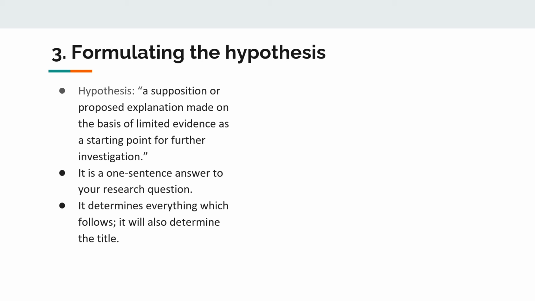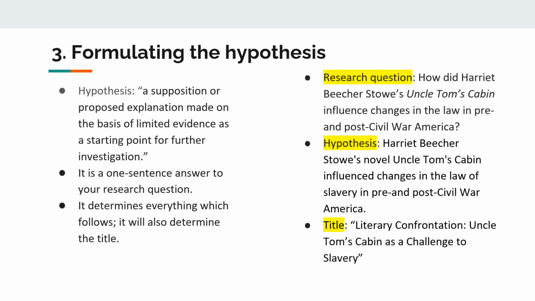Let's take a simple example of a hypothesis. Let us assume we have identified the following research problem. Uncle Tom's Cabin seems to have had an influence on the formulation of laws during the Civil War. Now, the hypothesis would be a reformulation of the research question and a statement of our main argument of the project. Thus, the hypothesis here is Harriet Beecher Stowe's novel Uncle Tom's Cabin influenced changes in the law of slavery in pre- and post-Civil War America. The title also follows from the hypothesis, as could the objectives.